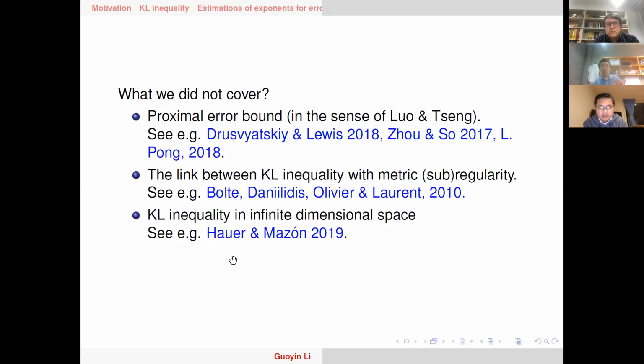And of course, the KL exponent and KL inequality have a very nice relationship with metric subregularity or metric regularity, right? The error bound is actually just a special case of metric subregularity. So you can expect that they must have a very close relationship. For example, you can look at Jerome and Aris and their co-authors' nice article here. And of course, the Kurdyka-Lojasiewicz inequality continues to hold in infinite dimensional space, which they call the Simon-Kurdyka-Lojasiewicz inequality. That can be true in metric space and Banach space as well, which I didn't cover here, but you can look at this nice article over there.